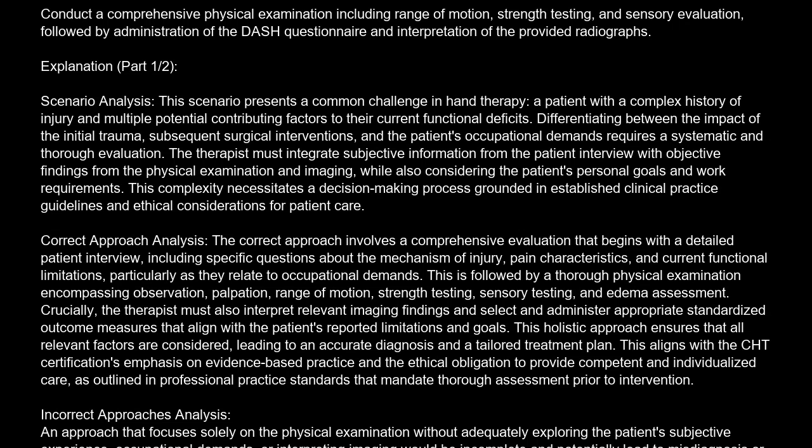The correct answer is D. Conduct a comprehensive physical examination including range of motion, strength testing, and sensory evaluation, followed by administration of the DASH questionnaire and interpretation of the provided radiographs.